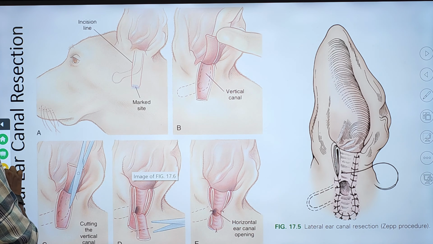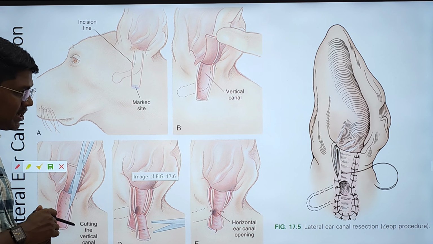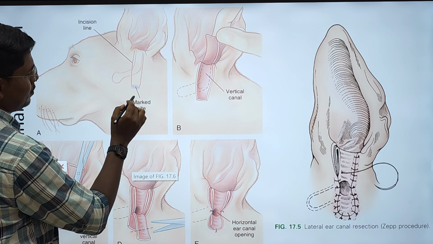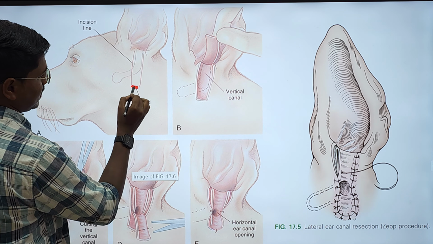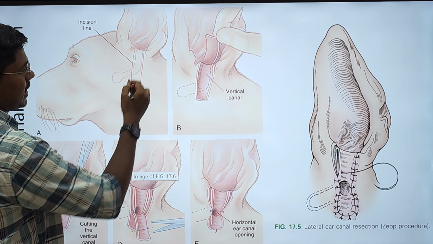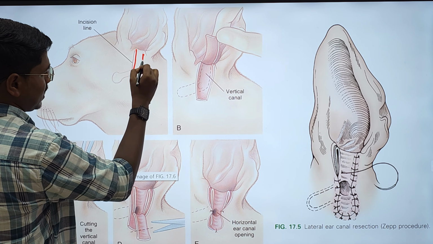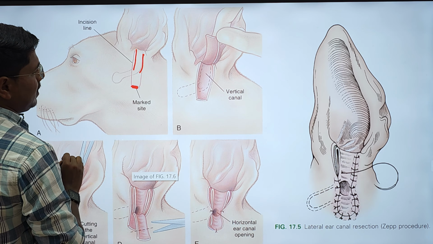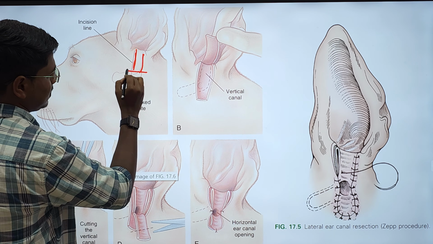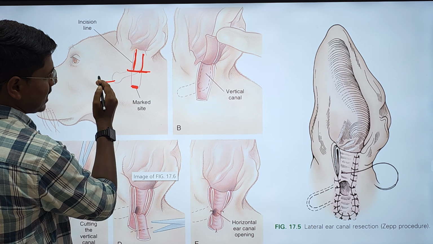Let us see some surgical pictures. This is the lateral ear canal resection, that is the Jeff's procedure. First, you have to mark a site. This site should be marked based on the length of this particular vertical ear canal. This length is up to where the vertical ends, then the horizontal starts.